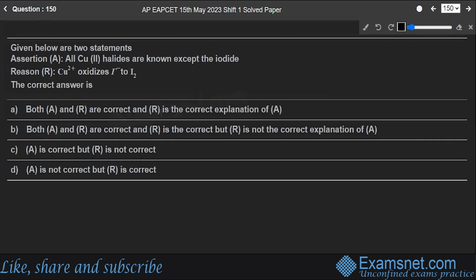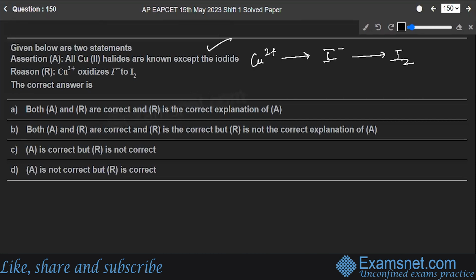Next is question number 150. Given below are the two statements. First one, all copper 2 halides are known except the iodide. The reason for the same is copper 2 plus oxidizes iodide ion to iodine gas. Okay, let's read the first assertion. It says all copper 2 halides are known except the iodide. Yes, that's true, because copper 2 plus oxidizes iodide ion to iodine gas.